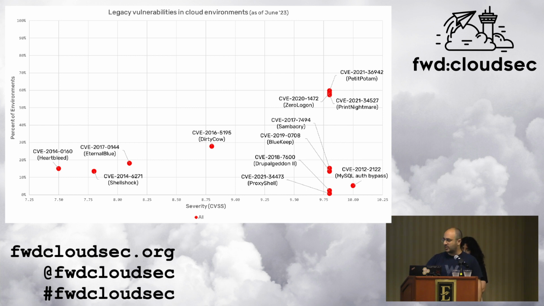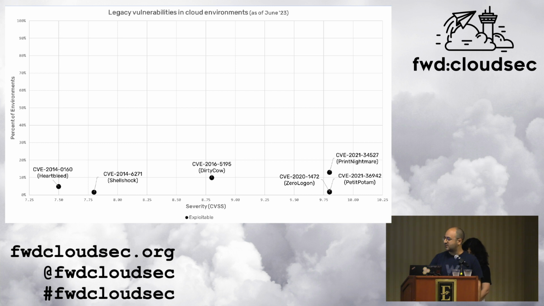But once you look at public exposure, the numbers kind of drop dramatically. So Dirty Cow goes from 30% to 10%. Print Nightmare goes down to 0 once you take into consideration whether the workload is actually a DC, for example. So this is very, very effective in reducing the number of vulnerabilities we have to focus on as well.